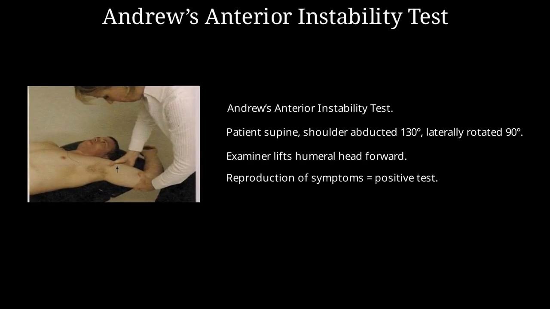In Andrews' test, the patient is supine with the shoulder abducted to 130 degrees and laterally rotated to 90 degrees. The examiner stabilizes the elbow and distal humerus, then lifts the humeral head forward. Symptom reproduction indicates a positive test.